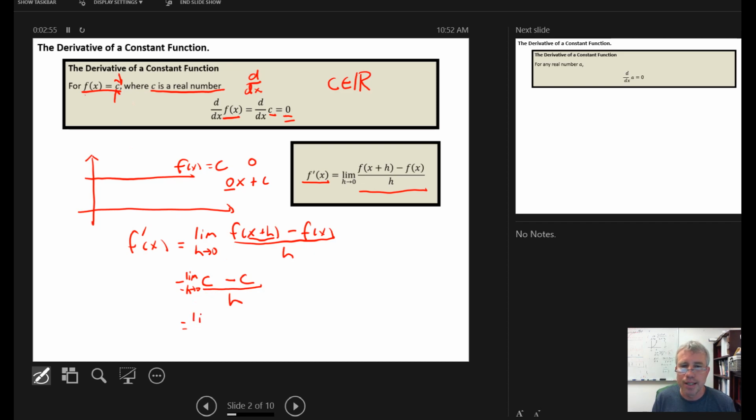So this is going to equal the limit as h goes to 0 of c minus c, which is 0, over h. So f prime of x equals, well, 0 divided by h, we take the limit as h goes to 0. The 0 divided by h equals 0 as long as h is not itself 0. And if we take the limit as h goes to 0 of 0, we just get 0. So the derivative of a constant function is 0, which we can justify by using the definition of the derivative.